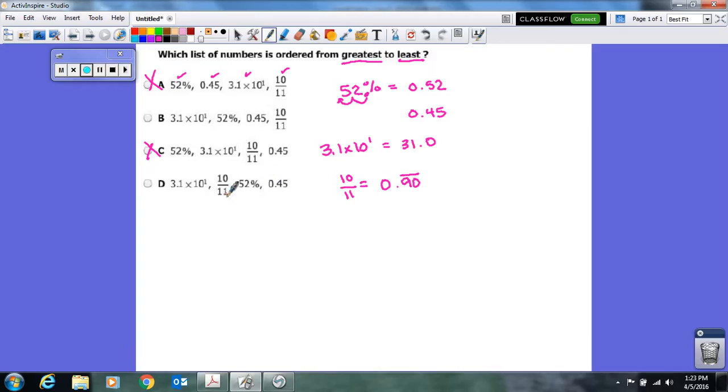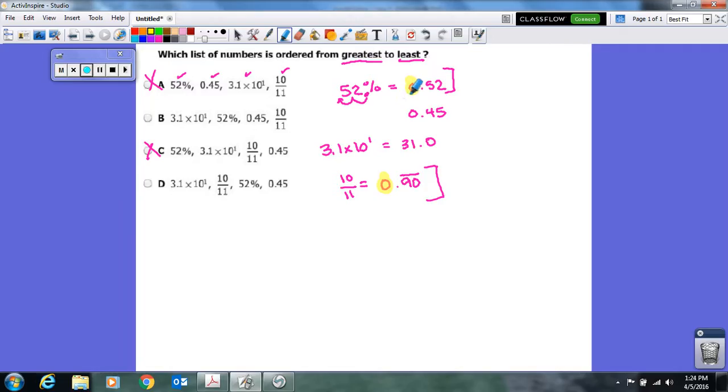And now I have to simply find out which is my second biggest value. Is it 10 over 11, or is it 52%? So I'm comparing this value here and this value here. And when I look at those two values and I look at their place values, well, the ones place for this number has a 0 in it, and for this one it has a 0 in it also. So they're tied so far.